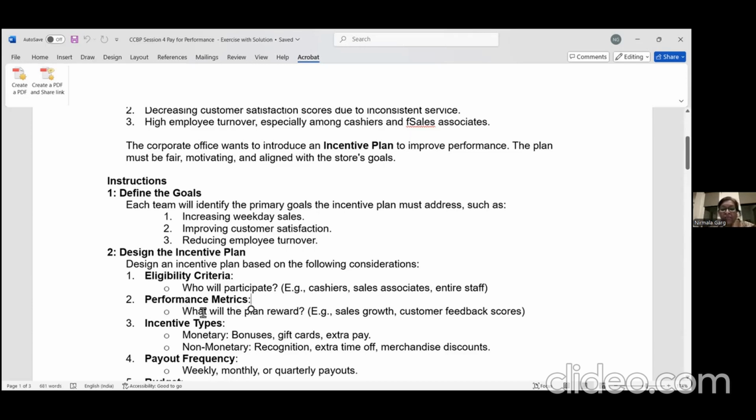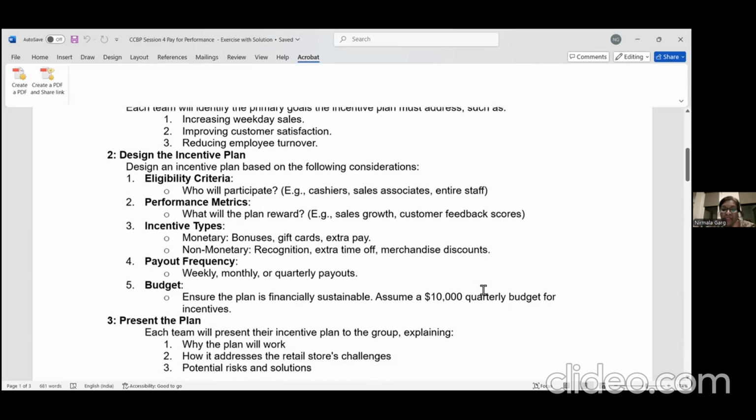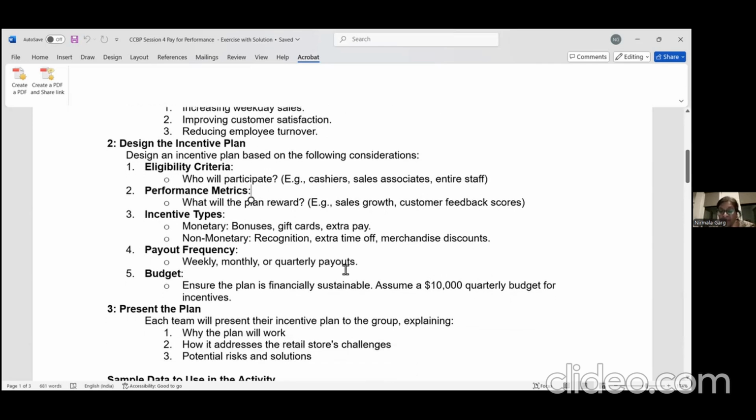What will be the performance metrics? Remember, a cashier will have a different metric, a sales guy will have a different metric. And this performance metric will reward what? Sales growth, customer feedback scores, or what is it? Now, incentive types. You can have monetary incentives, like bonus, and non-monetary, like recognition, extra time off, or, typically for people who work in retail stores, discounts on merchandise. Payout frequency: you want to have it weekly, monthly, quarterly, for which level of people.